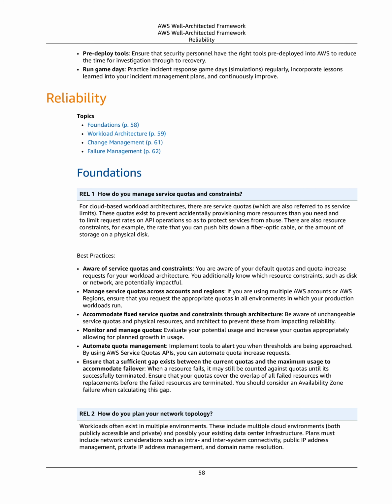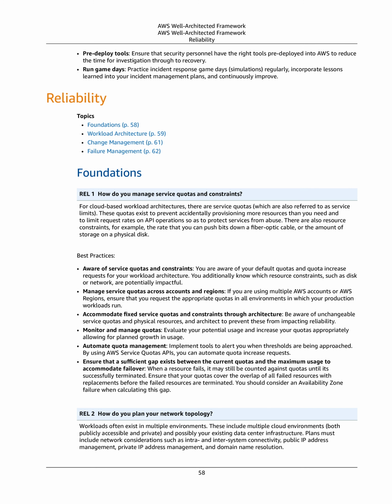Best practices. Aware of service quotas and constraints. You are aware of your default quotas and quota increase requests for your workload architecture. You additionally know which resource constraints, such as disk or network, are potentially impactful. Manage service quotas across accounts and regions. If you are using multiple AWS accounts or AWS regions, ensure that you request the appropriate quotas in all environments in which your production workloads run.